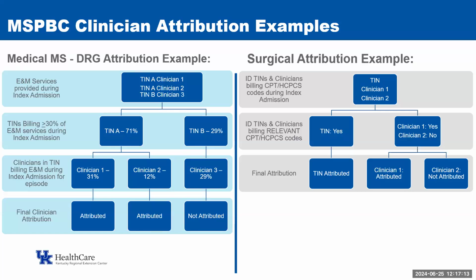Now, if you look at TIN B, you have 29% of the charges billed. Again, we remember that threshold is 30%. Therefore, TIN B and those clinicians would not be attributed.